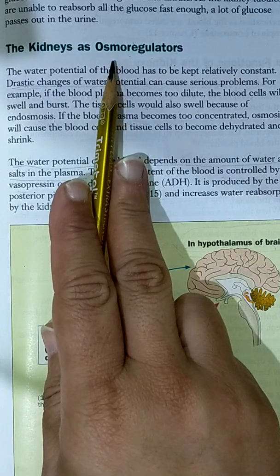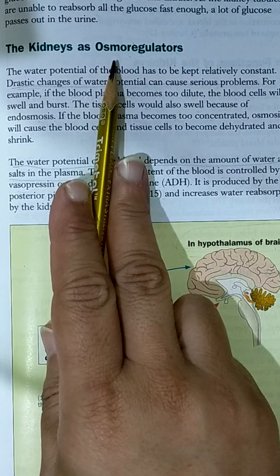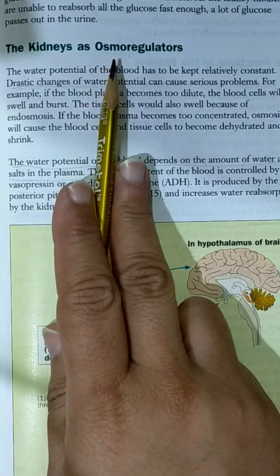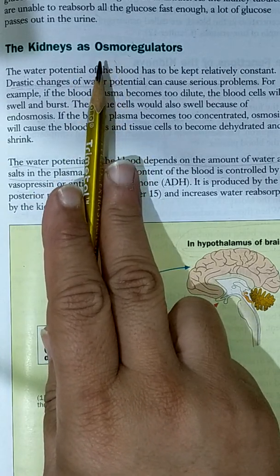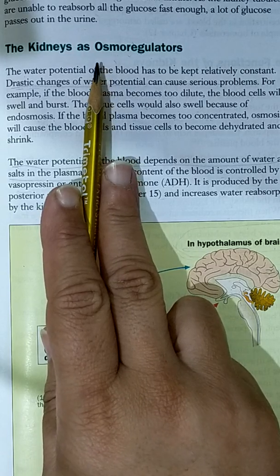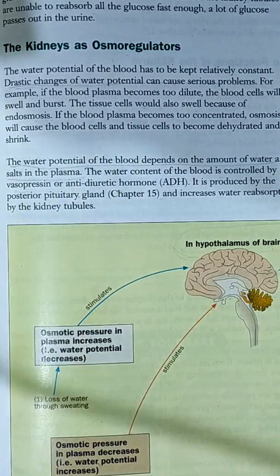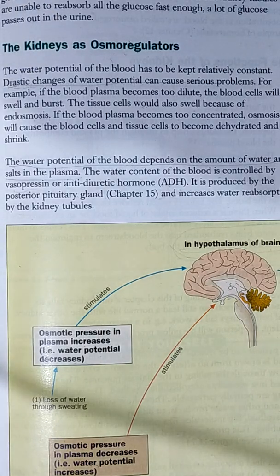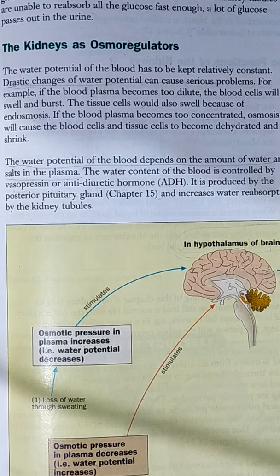So what is osmoregulatory function, or what is osmoregulation? This is the control of water and solutes, meaning the amount of salt in the blood, to maintain constant water potential in the blood. You already know that maintaining constant water potential in the blood is very important.